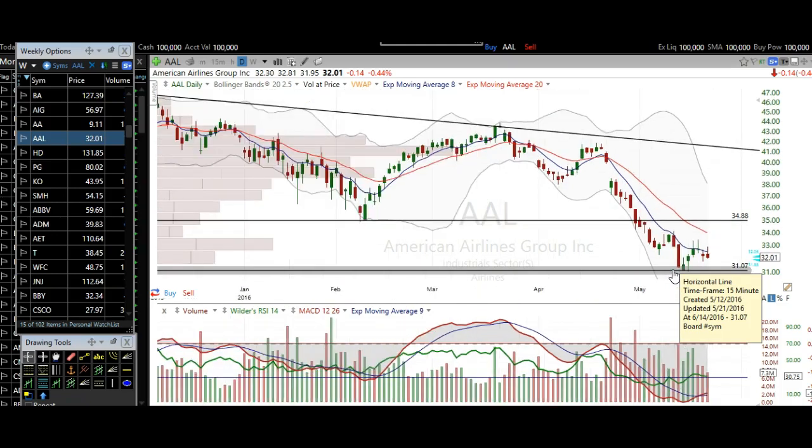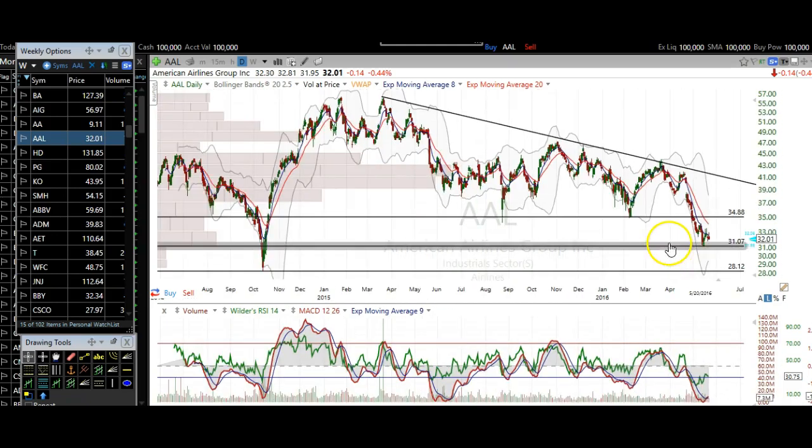If 31 breaks, then we're going to come down here and tag these lows at about 28, and that's going to be a support level as well. Most likely it gets at least a temporary bounce from that 28 level if and when it gets down there.